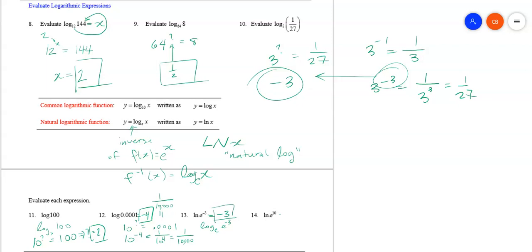Then we have it again: e raised to which power is going to be e to the 10th power? Of course it's the 10th power. These are kind of funny questions, but we'll see them all the time. ln of e is reoccurring, so we want to get comfortable with using that one as well.